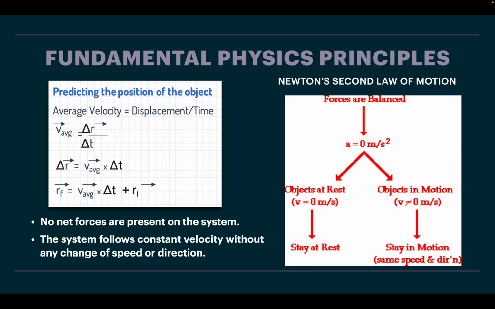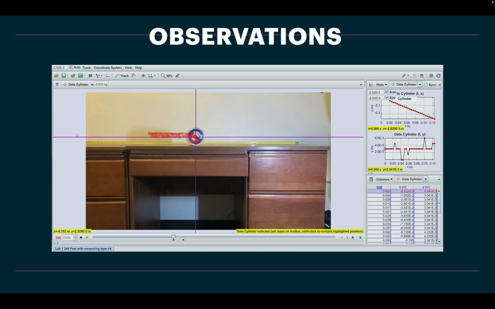The principles used in this experiment are very basic. Velocity can be defined as displacement upon time, and Newton's second law of motion says that if an object is in motion and no force is applied to it, the object stays in motion. Basically, if an object has a velocity and no force is applied, the magnitude of the velocity, or what we call speed, does not change, nor does the direction. If an object is at rest and no external force is applied, the object stays at rest. The system follows constant velocity without any change of speed or direction.